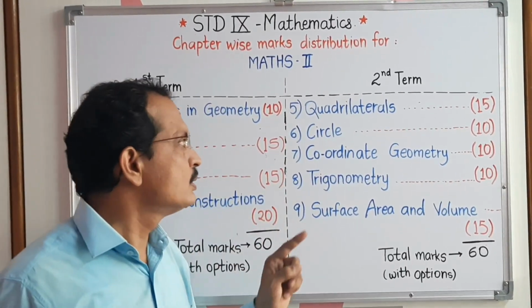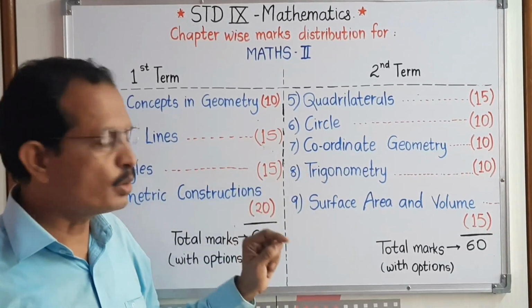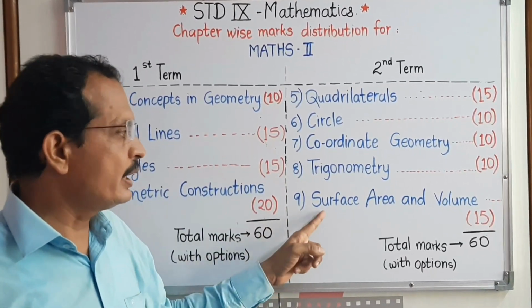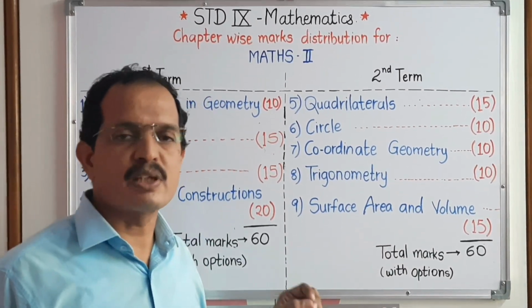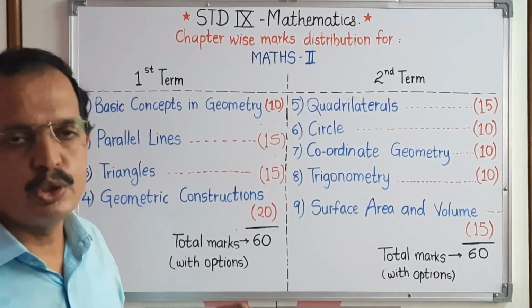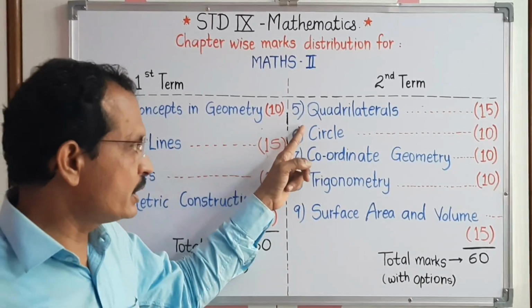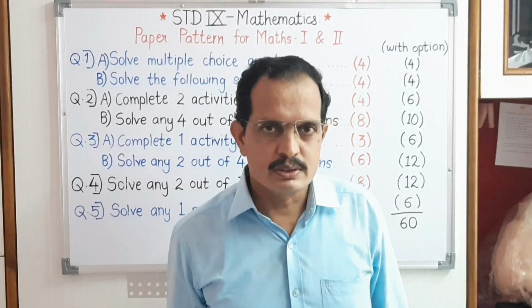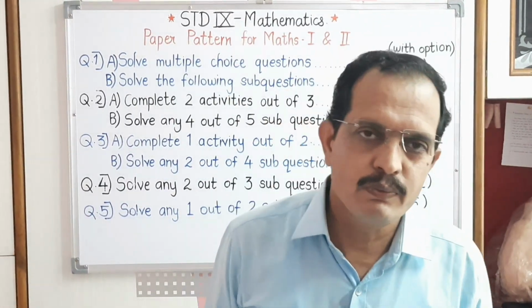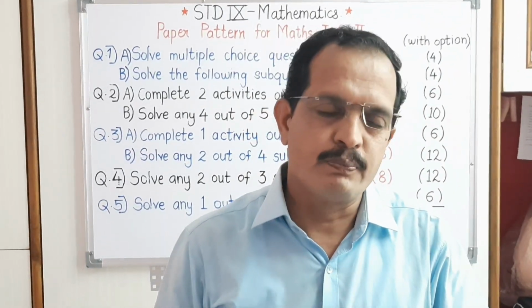Dear students, all these chapters, quadrilateral, circle, coordinate geometry, trigonometry and surface area and volume are the basic chapters which are continued in standard 10th. Therefore, you have to study all these chapters thoroughly. Dear students, I hope everyone understood the chapter-wise marks distribution.